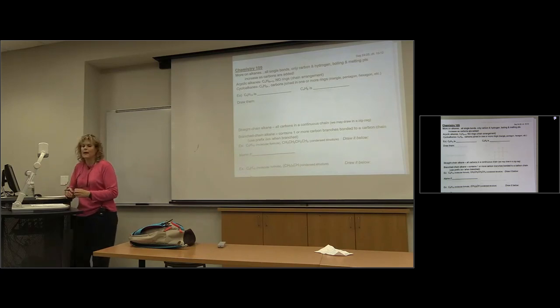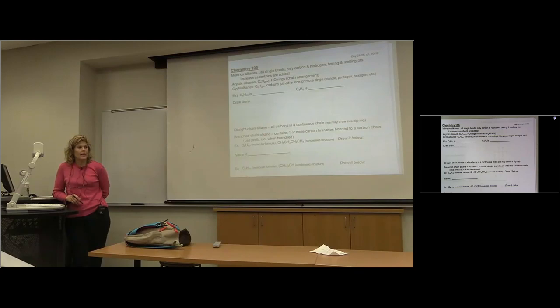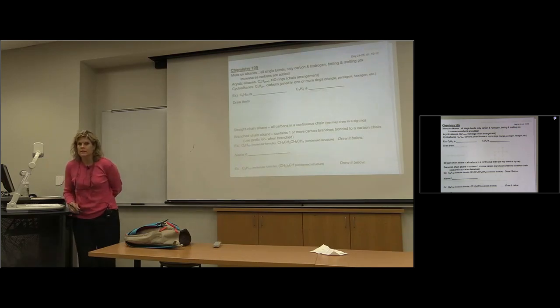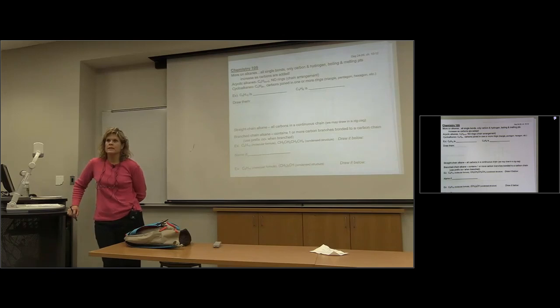ask a question about the functional groups. What is an alkyne? C triple bond C. What is an alcohol? COH. What is an amine? CN. What is an alkene? C double bond C. What is an alkyl halide? C bonded to a halogen.